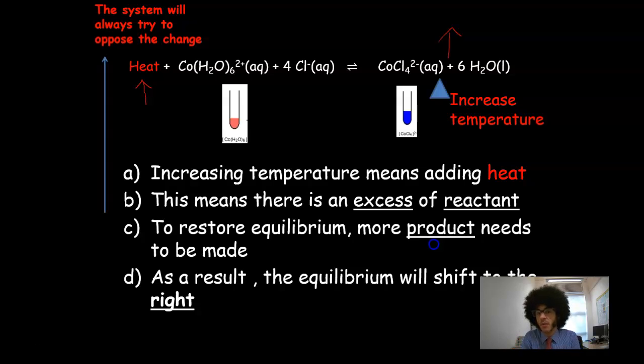However, the concentrations might be different. So I might have a greater concentration of the blue cobalt chloride complex and a smaller concentration of the cobalt water complex, for want of a better word, but the rate of making both of those will be the same. Okay, it's just shifted to the right. So that's if I increase temperature.